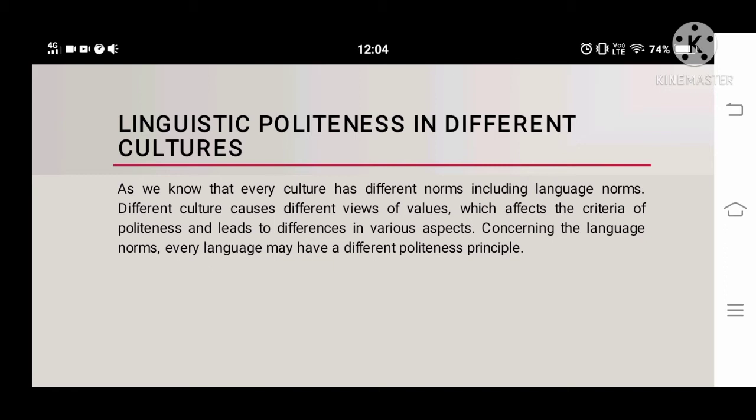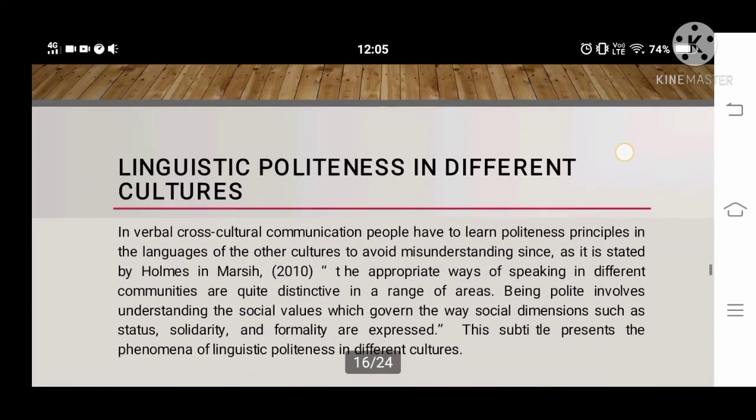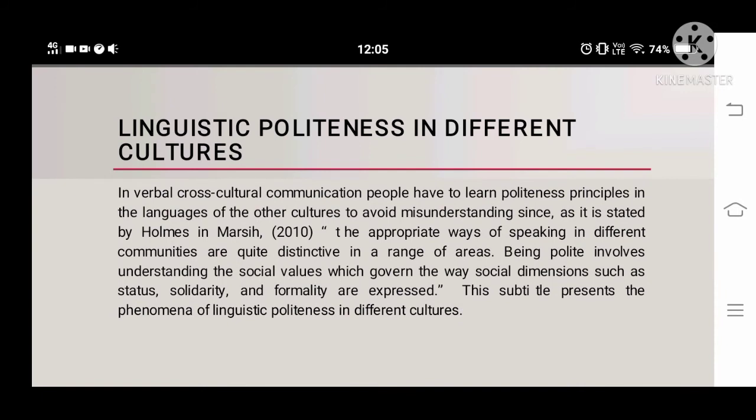As we know, every culture has different norms, including language norms. Different cultures cause different views of values, which affect the criteria of politeness and lead to differences in various aspects. Concerning the language norms, every language may have a different politeness principle. In verbal cross-cultural communication, people have to learn politeness principles in the language of the other cultures to avoid misunderstanding.